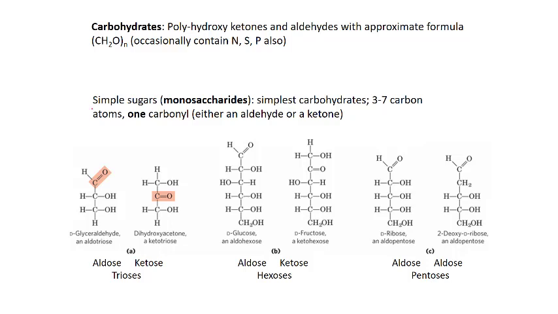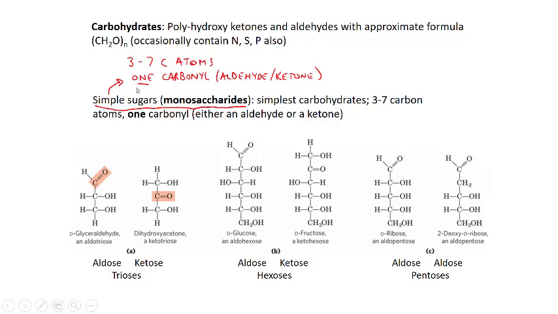Now the simplest of all carbohydrates are the simple sugars or monosaccharides. Here's what you need to know about simple sugars. These guys have 3 to 7 carbon atoms each. They have precisely 1 carbonyl. So in other words, they're either going to be an aldehyde or a ketone, although sometimes you can't see the carbonyl. More on that in a second.